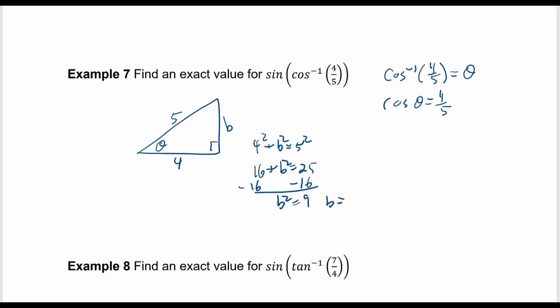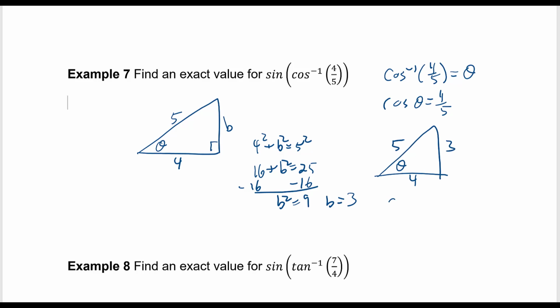So B would be plus or minus the square root of 9, but we're going to go with positive, so we're going with 3. Now, if they told us that the angle was in a certain quadrant, we would have to take that into consideration for the sine. So what we have is this theta. We have 4 here, 5 here, and 3 here.